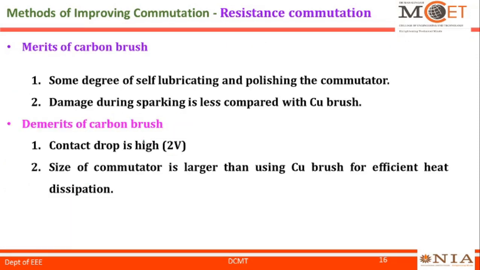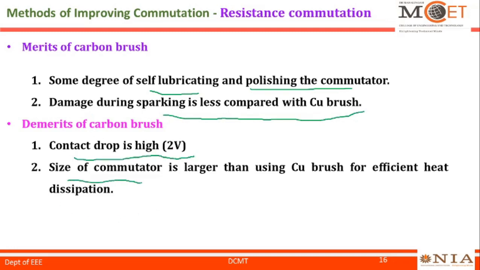The merits of the carbon brushes are some degree of self-lubrication and polishing of the commutator, and the damage during sparking is less compared with the copper brush. The drawbacks are that contact drop is high, nearly about 2 volts, and the size of the commutator is larger than with the copper brush for efficient heat dissipation.